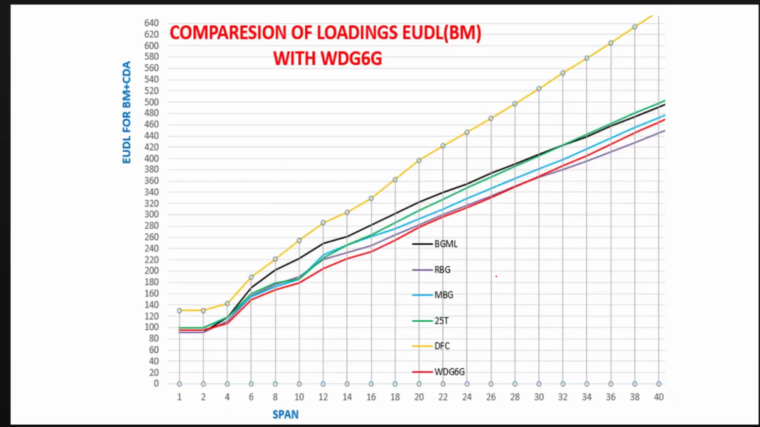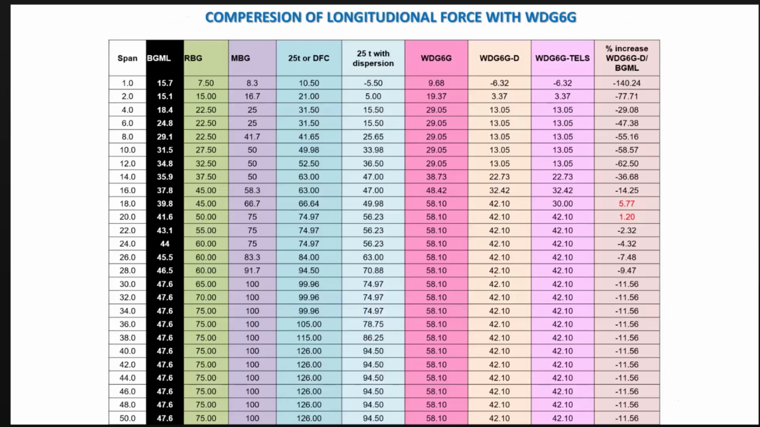More detail we are seeing. And this yellow color is about the DFC line. We are not analyzing the DFC loading for these structures because DFC loading is already safe for such structures. In the same way, we have calculated the comparison of longitudinal force for BGML, RBG, MBG, DFC with dispersion 25 ton, WDG 6G, WDG 6G with the dispersion, and WDG with TLS.